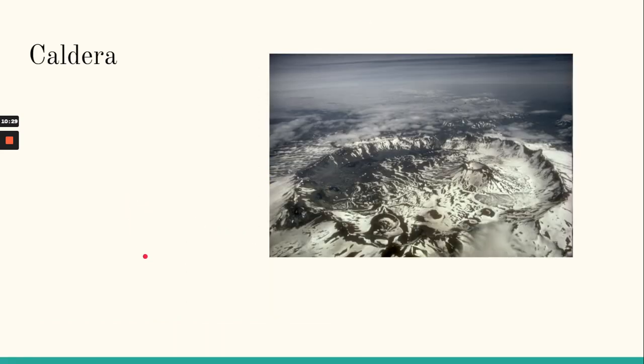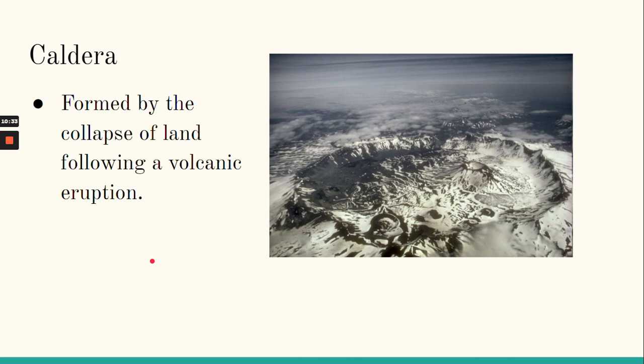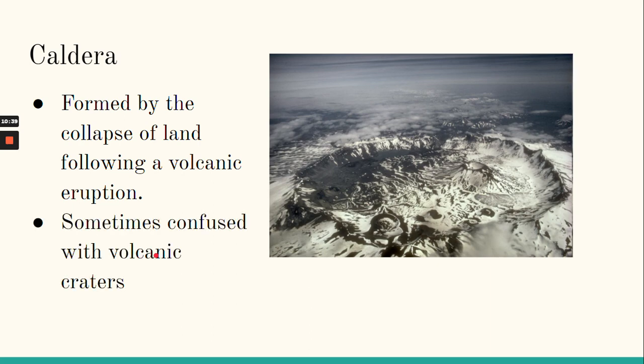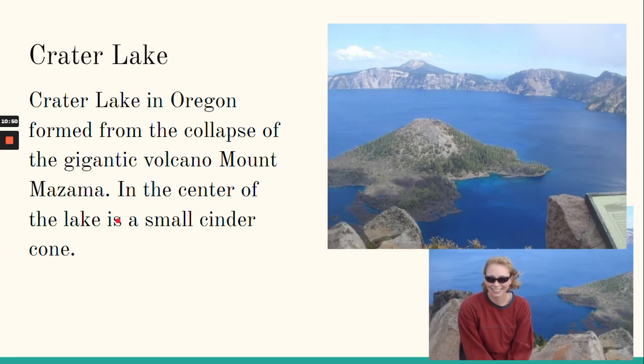And then the last thing here is a caldera. So a caldera forms when there's a collapse of land following a volcanic eruption. Sometimes this is confused with volcanic crater, but this has to happen after an eruption, not just the crater of a volcano. So this is an example of a caldera. And Crater Lake in Oregon is an example of a caldera in the United States.